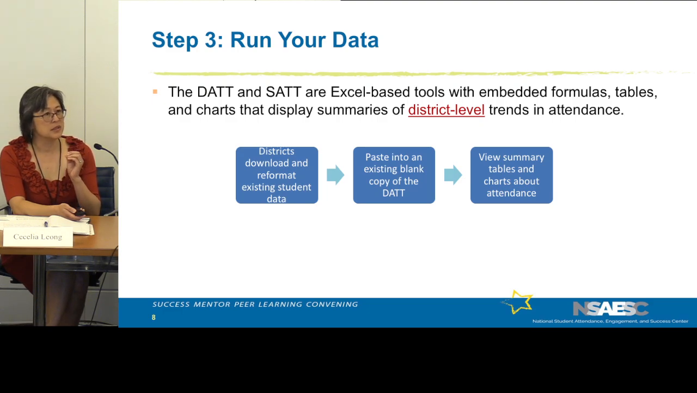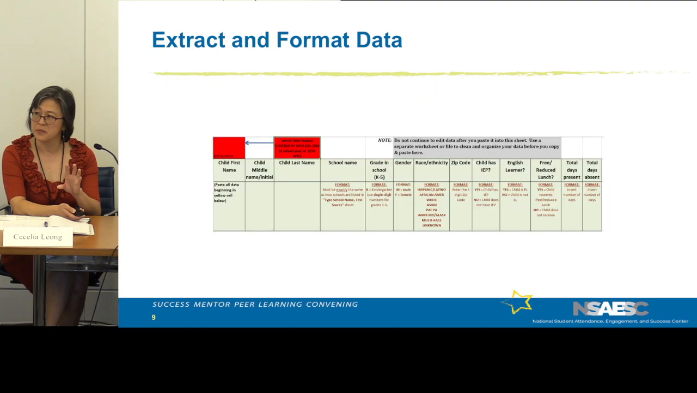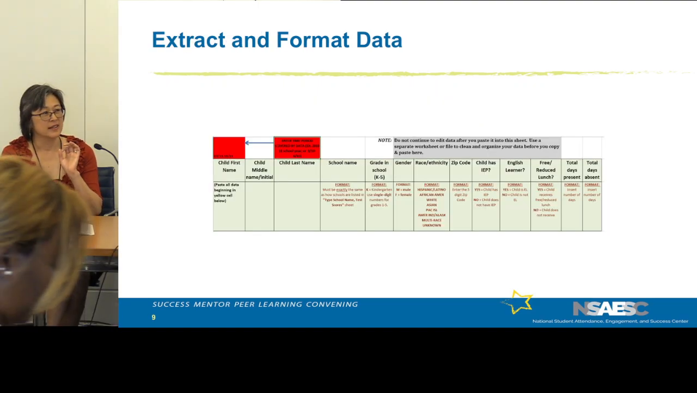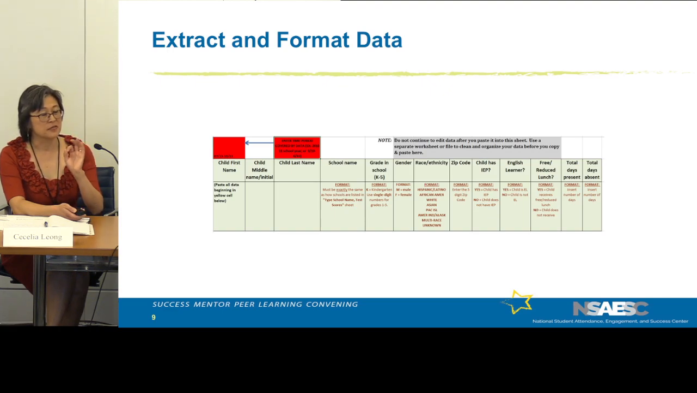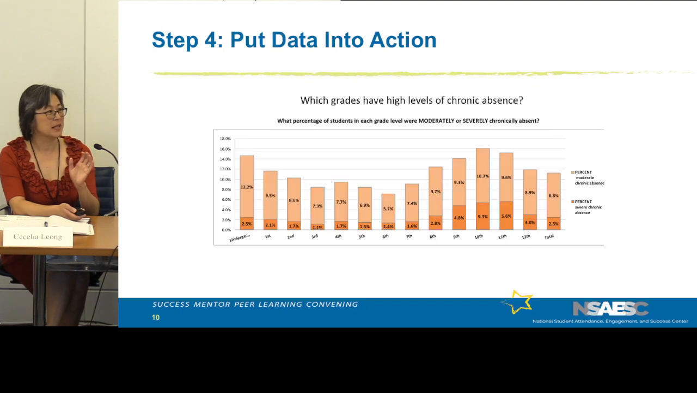So once you get the data pulled, format it, and put it in the tools, the reports auto-populate, and they spit out. All right, these are the different elements that your data person will pull out. The student's name, different characteristics about them, whether they're an English learner, their ethnicity, gender, grade, school, which is really important, and then days present and absent. Those are the pieces that we need to calculate the reports.